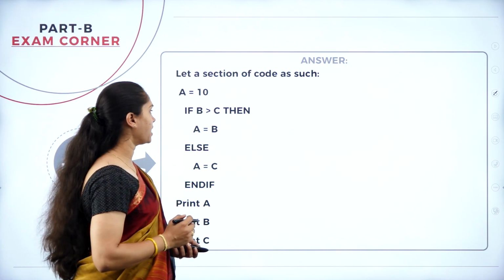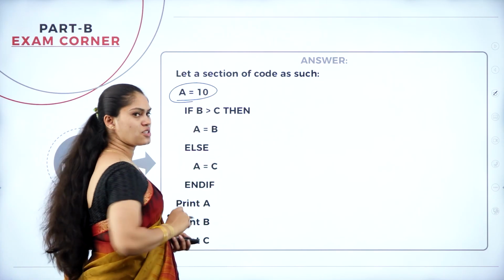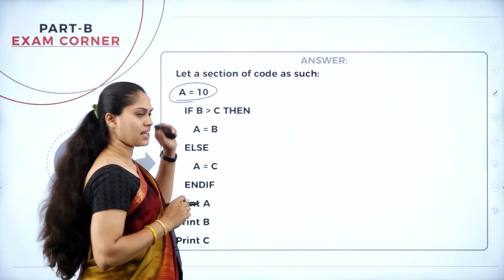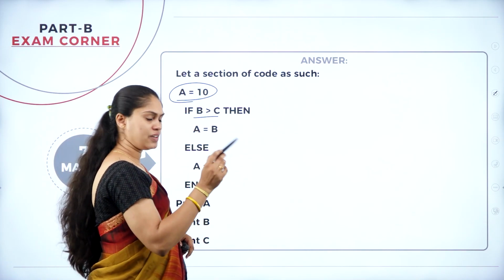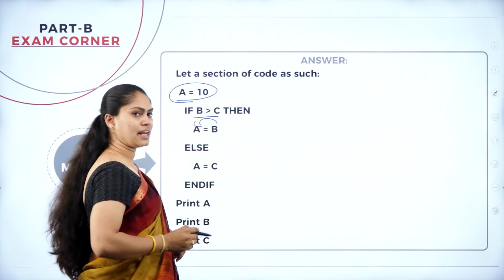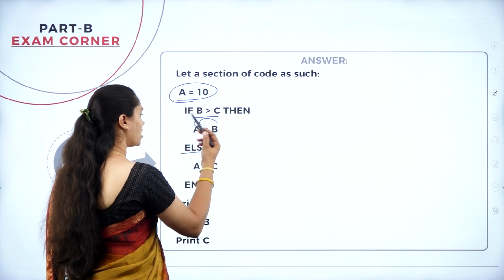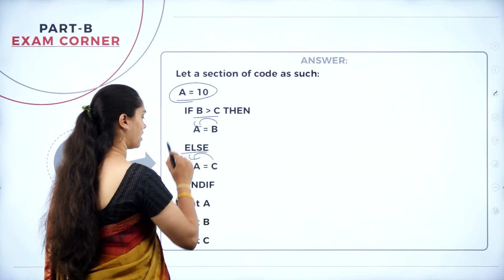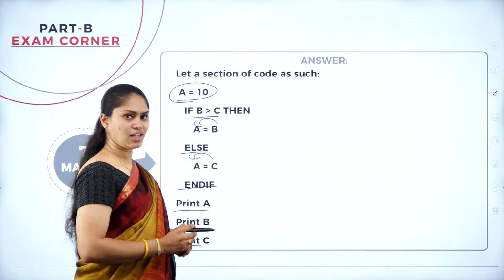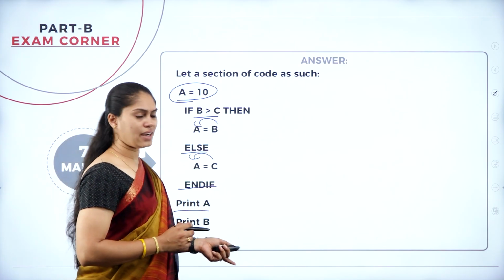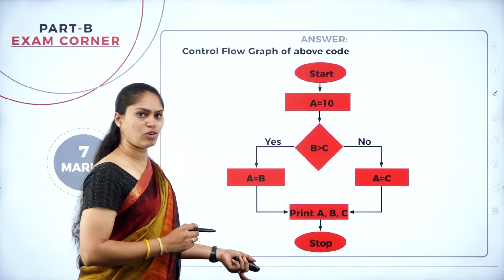So here I have one example. I am finding the largest of 3 numbers. I am assigning the value of 10 to A, and I am checking if B is greater than C. If it is true, then B will be considered as the largest element. Otherwise, C will be considered as the largest one. Then we end the if and print the A, B and C values. How will it be displayed? With the help of this control flow graph.